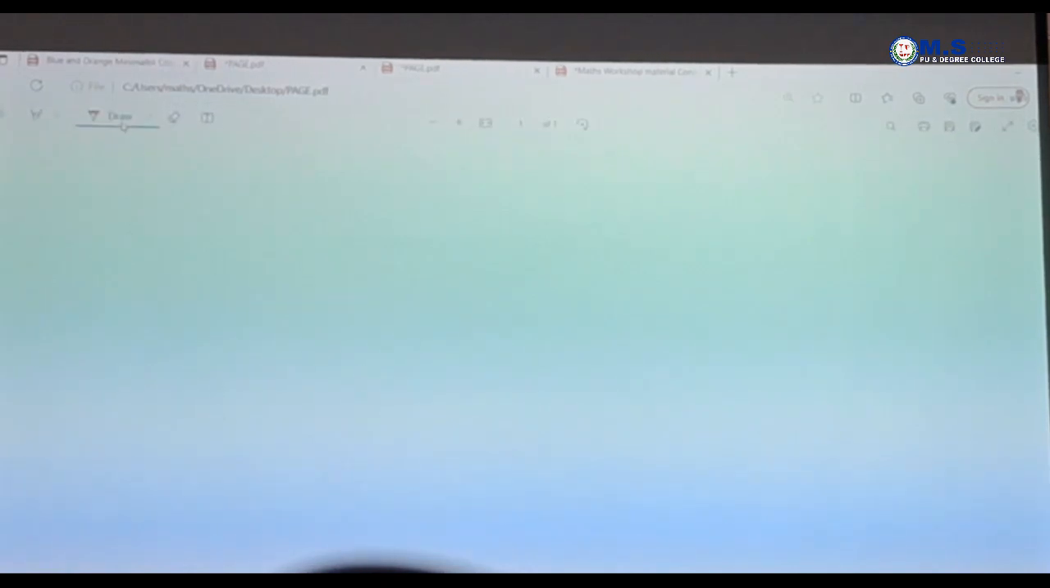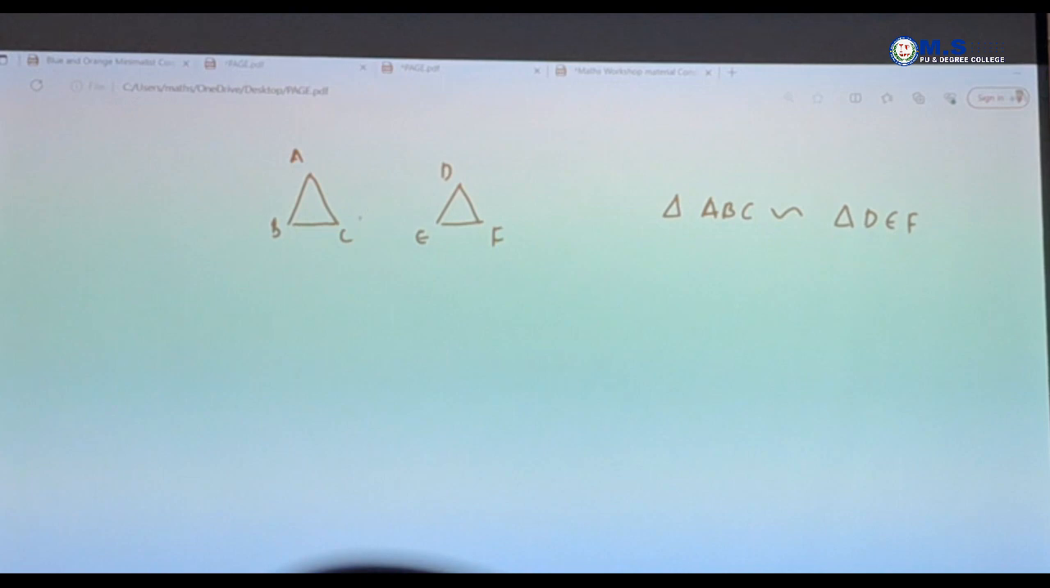Look at the screen, consider 2 triangles, triangle ABC and triangle DEF. These 2 triangles are similar. Triangle ABC is similar to triangle DEF. If 2 triangles are similar, that means the corresponding sides will be in the same proportion and corresponding angles will be the same.